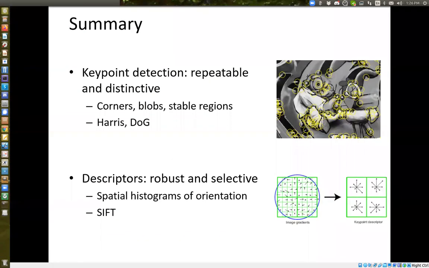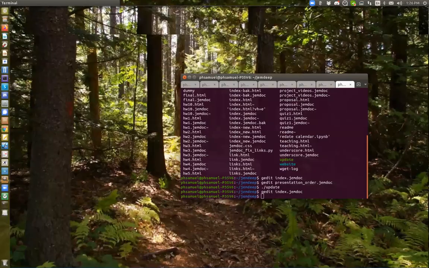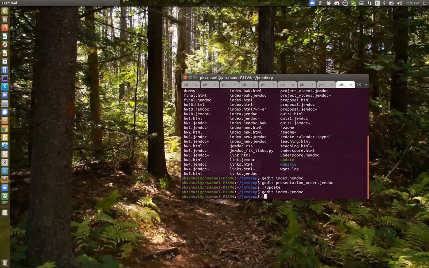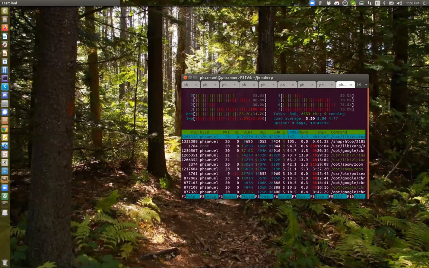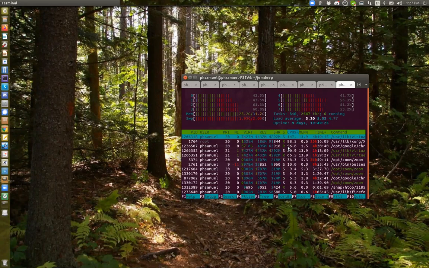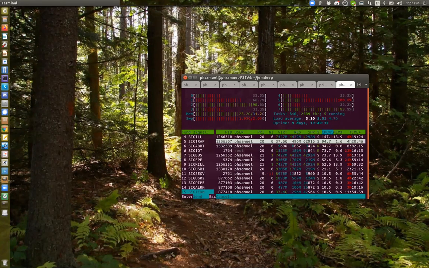For some reason, my computer is very slow. I don't know why. Let's see. Oh, VirtualBox is running quite heavy. I guess I can kill this thing here, probably.